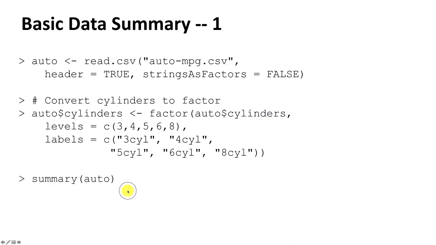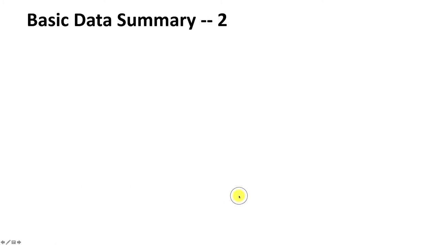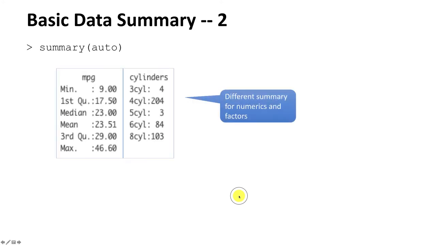Okay, so now, if you use the summary function to get a summary of a data frame, what you will get is something like this. So summary auto. I'm showing you only 2 columns. The data frame, I think, has 9 columns. I'm showing you only 2 of them. The first column is MPG, and MPG is a numeric column. So whenever you have a numeric column, the summary consists of these 6 numbers. Minimum, maximum, first quartile, mean, median, which is the second quartile, and the third quartile.